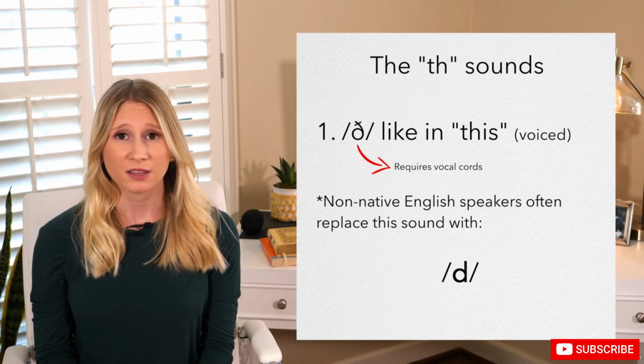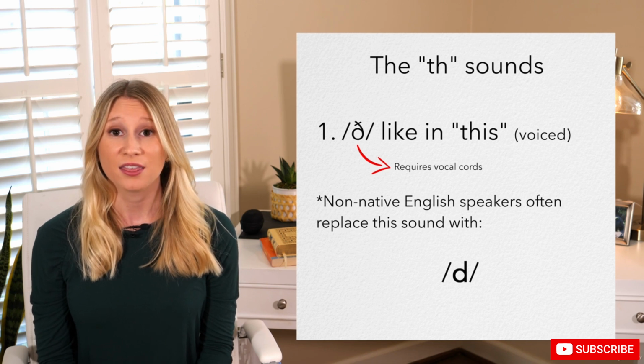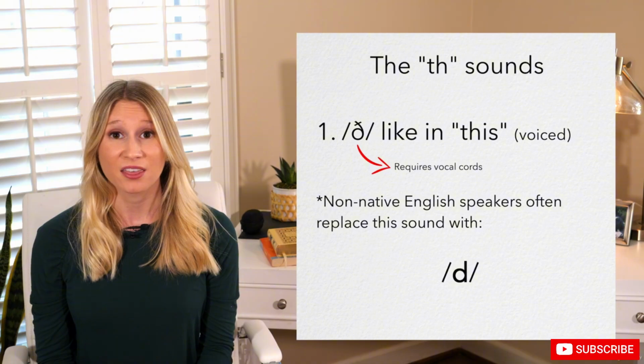D. Once again, as you can see, the D sound does not require the tongue to come through the teeth, and the TH voice sound does. So if your tongue is not poking out between your teeth, you're not saying this sound right. You may hear a non-native English speaker say dis instead of this, or dat instead of that.